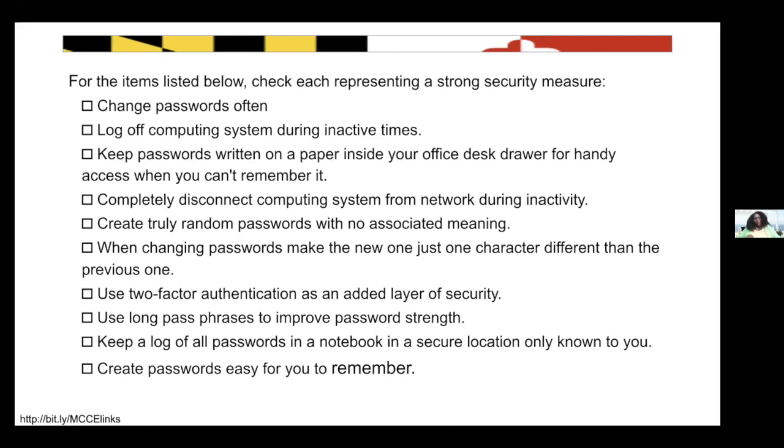You're welcome. But I would say with the industry, if you're taking an industry test, they will not want you to answer that as correct. Creating password easy for you to remember, they say, most likely, if it's easy for you to remember, it's easily hackable. So that one is eliminated, but I know what you're talking about. Okay. Thank you.